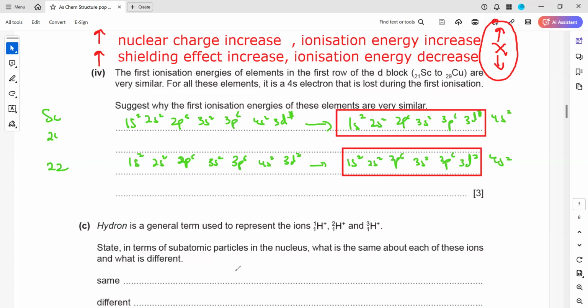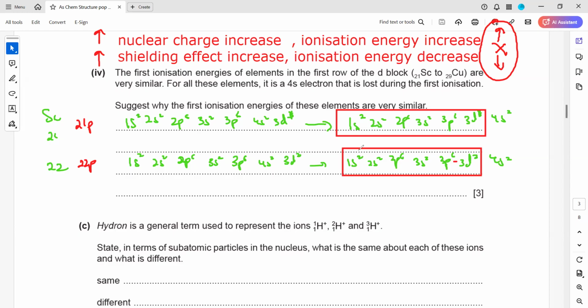How did it cancel out the effect of each other? Yeah, I will look. Scandium has 21 protons. The other element has 22 protons. Okay, so according to this, the ionization energy should increase. The element with 22 should have a higher ionization energy. But what happened? The shielding effect, it has more electrons.